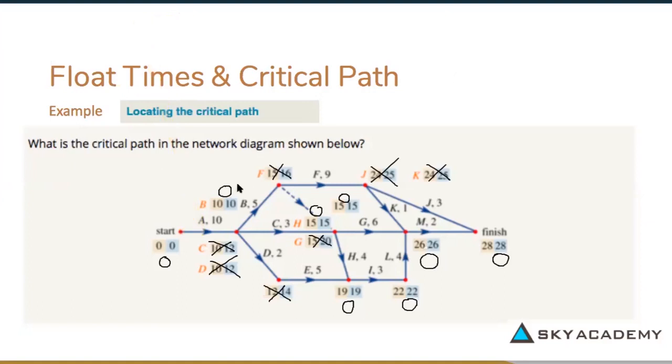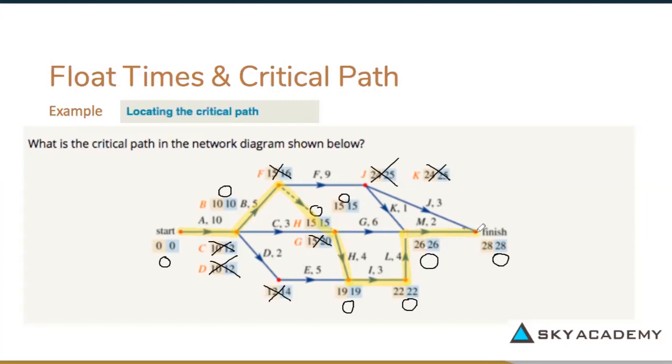Then we can see that we're going up for B with 0, 0. Then we can see that we're going down here for H for the 15. And then you can see that we are going down here for the 19, across to the 22, up to the next 0, 26, and across to 28. So that would be our critical path.